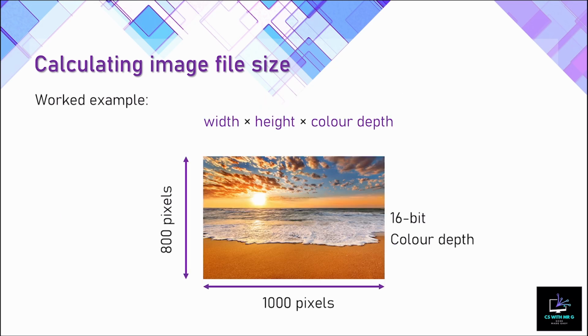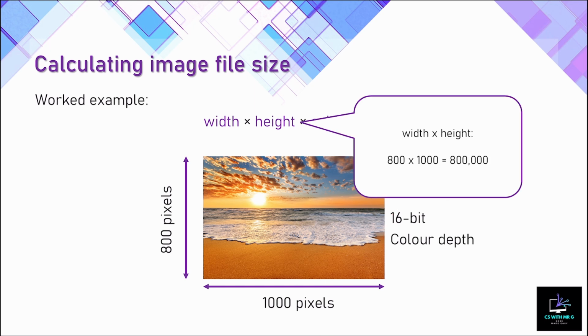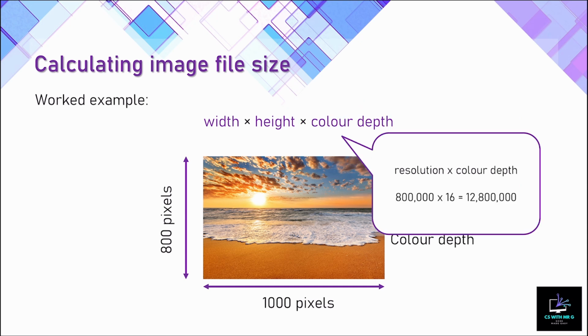So as an example, here we have a picture that's 1000 pixels wide and 800 pixels vertically and a 16-bit colour depth. So 16 bits available for the colours. And as you can see, it's a nice quality photograph. So the first thing we're going to do is we multiply the width by the height, which gives us 800,000. Then we take our colour depth of 16 and we multiply those two values and we end up with 12.8 million.